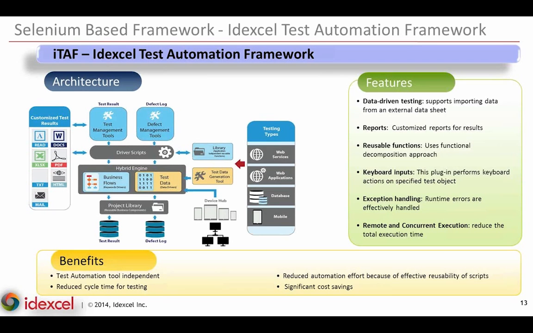So this is the architecture of the framework. So you can see that we use a hybrid engine, which includes both the keyword driven and the data driven methodologies. And we have a library where we store all the defect logs and then the test results. We also have a test management tool and a defect management tool like Testlink and a Mantis bug tracker built into the system framework. And we also have a reporting mechanism that comes out of our test management tool.